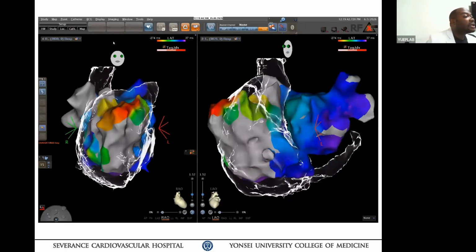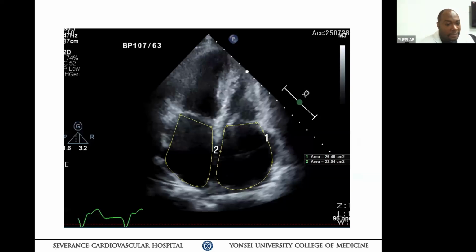Can you show the echo for me? Your echo. Okay. What do you see here? The right atrium is larger than the left. No, I'm asking about the atrial septum. Is that normal? Interventricular? Or atrial? Again, atrial septum. Look at the 3D map now, too.